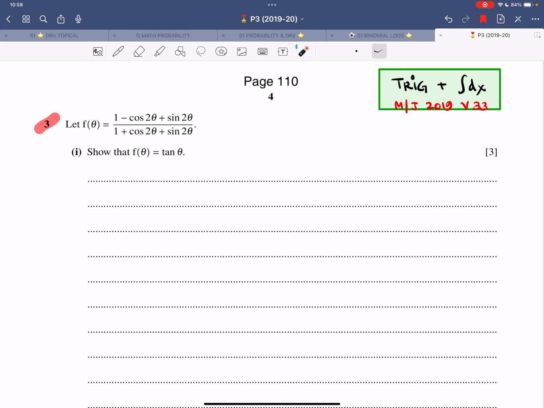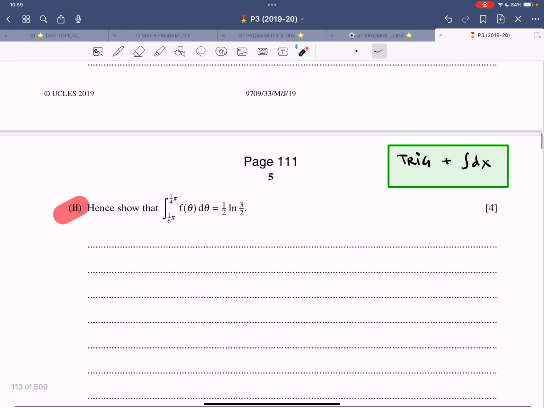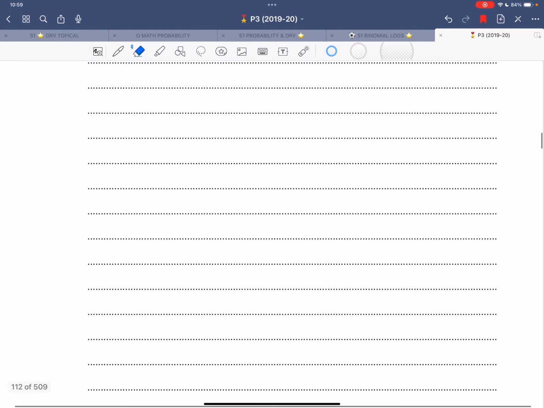So now we are solving a question that is related with trigonometry and integration. This is from May June 2019, variant 33, and this is question number 3. Now the first part is about proving a trigonometric proof, and the second part is about integration. So let's get started with this.